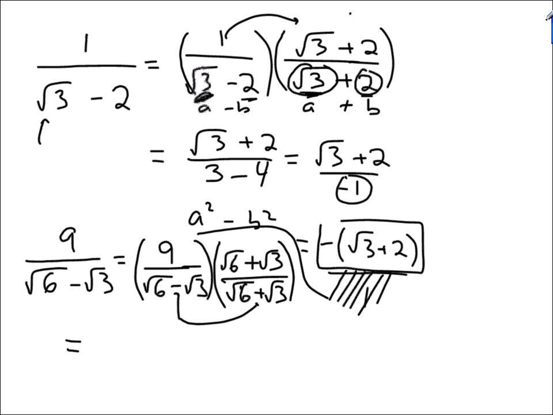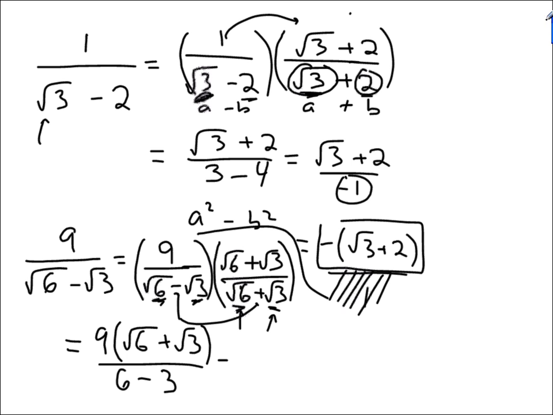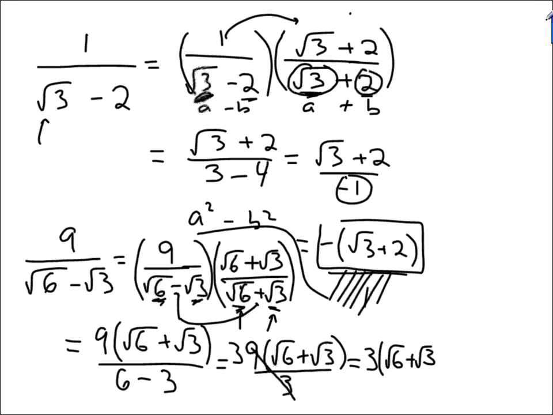Okay, so the numerator is going to be 9 times the square root of 6 plus the square root of 3. And in the bottom, this is A minus B, and over here is A plus B. So I square A, which is 6, minus, and I square B, which is 3. So I get 9 times the square root of 6 plus the square root of 3 divided by 3. 6 minus 3 is 3. And coincidentally, 3 goes into 9 3 times. So you can say your final answer is that.